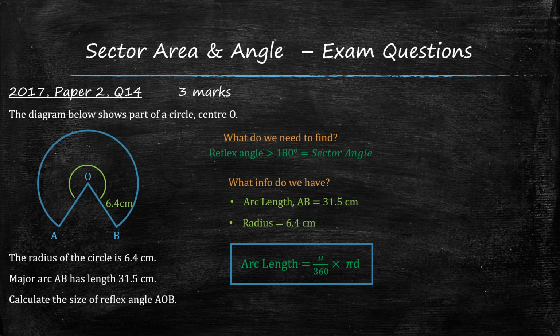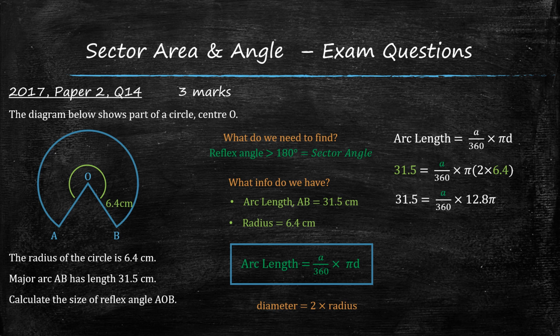Now we have a formula which links this information together. Arc length equals A, the sector angle, over 360 times pi times the diameter. While we do not have the diameter, we know that the diameter is equal to 2 times the radius. Okay, let's plug in the values that we have into this formula. This gives us arc length 31.5 equals A, the sector angle, the angle we're trying to find, over 360 times pi times 2 times the radius, which is 2 times 6.4. This is 31.5 equal to A over 360 times 12.8 pi.